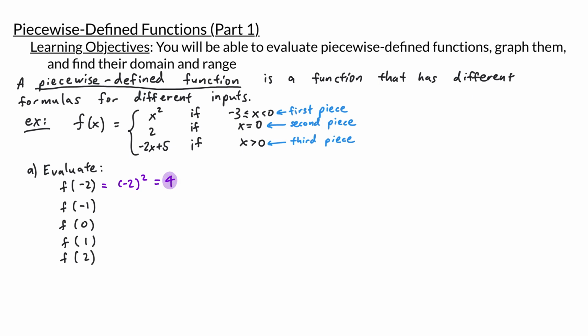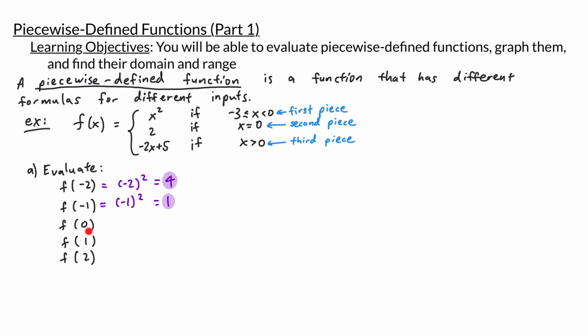Next, we want to evaluate f of -1. So what's the output of this function when I input -1? Again, decide which piece -1 is in. And once again, -1 is in this first piece because it's a number that's between -3 and 0. And so to compute the output, we would use the x squared formula. So f of -1 would be -1 squared, which gives us +1.